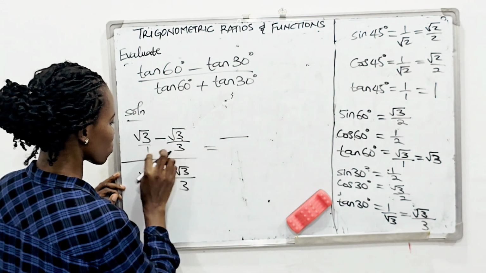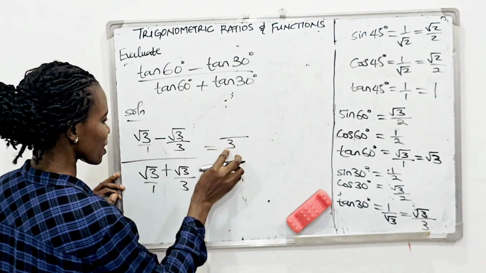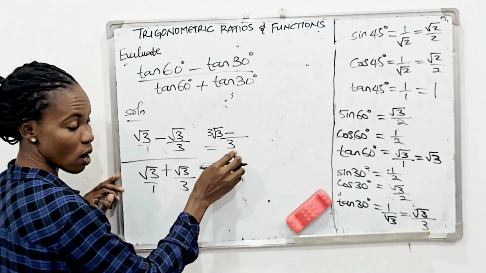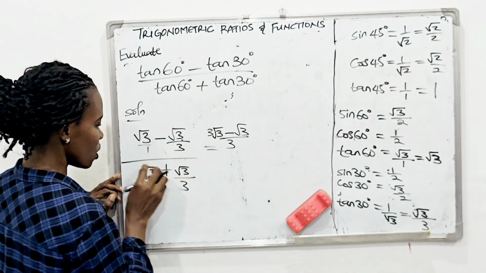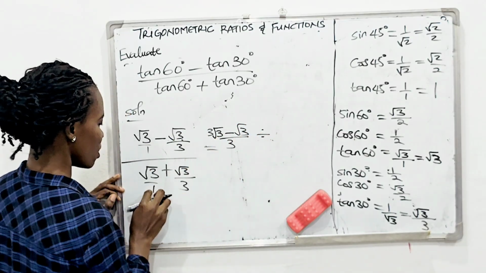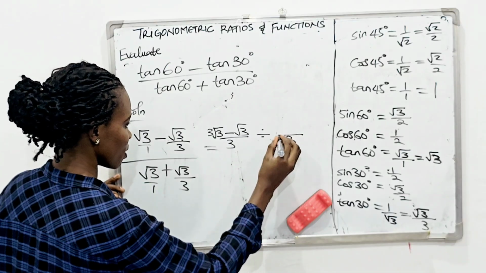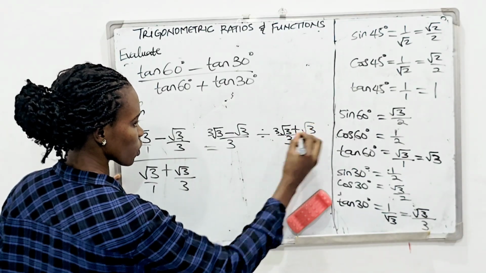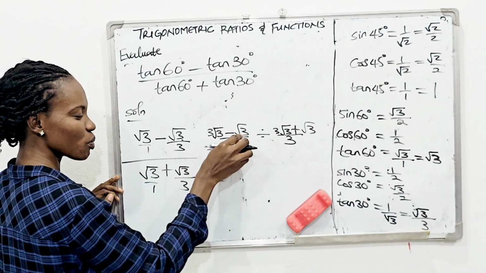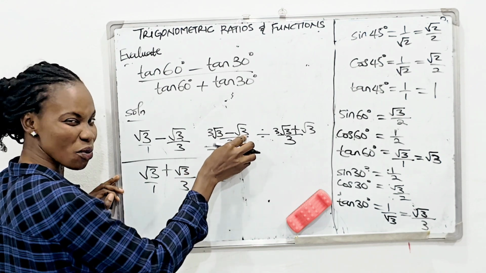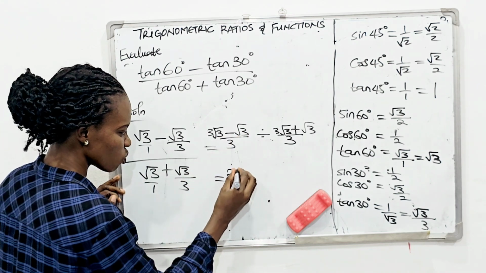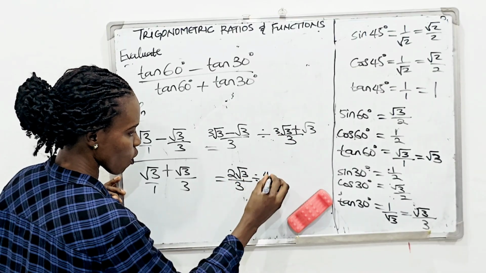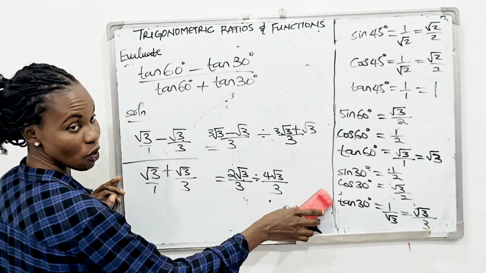Here the LCM is 3. 1 times 3 is 3, 3 times root 3 is 3 root 3, minus, 3 divided by 3 is 1, 1 times root 3 is root 3. This means division, so I write divided by. I do the same thing here, 3 root 3, but this time plus root 3. Root 3 is like an orange: 3 oranges minus 1 orange gives me 2 oranges, divided by 3 oranges plus 1 orange, which gives 4 oranges. Hope you are getting it.